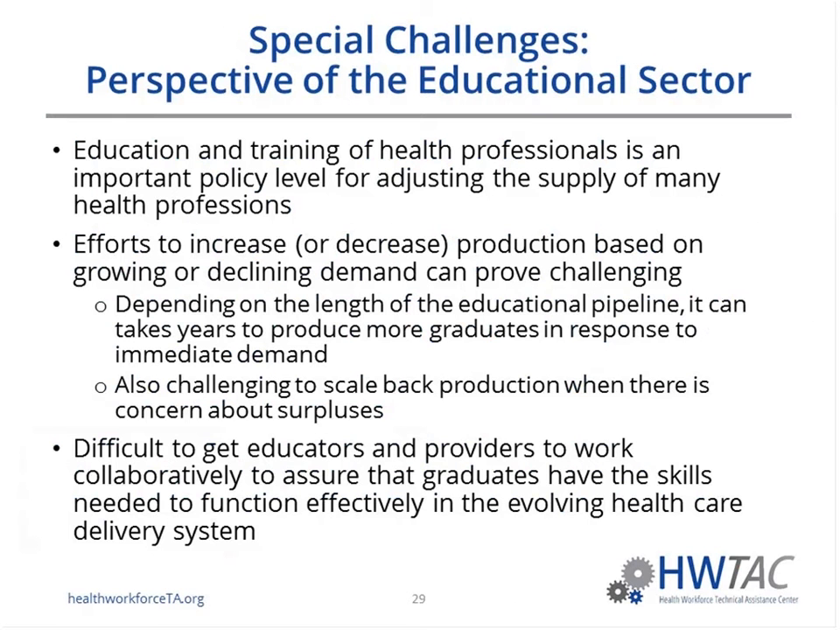So, I think we all know that the education and training of health professionals is a really important policy lever. And sometimes, as we are challenged with shortages, we think about, well, we've got to produce more, but sometimes it can take so long to produce more graduates that it may not be timely for providers who are struggling with, how do I get the job done today? I also think it's difficult to turn the spigot off. So what happens when you've ramped up, increased production, and now you might be heading toward a surplus?